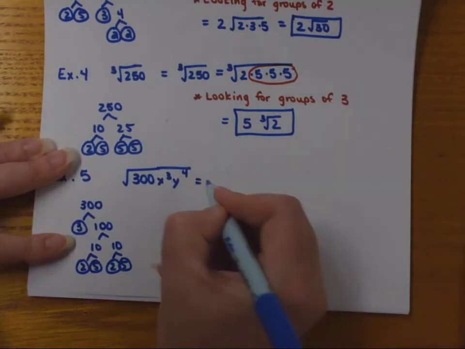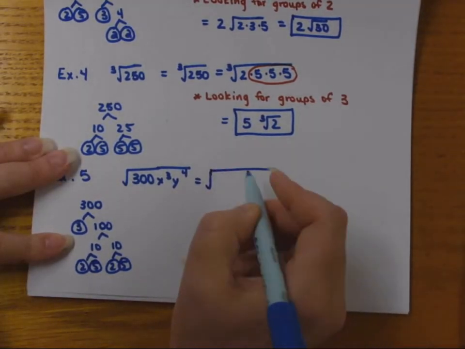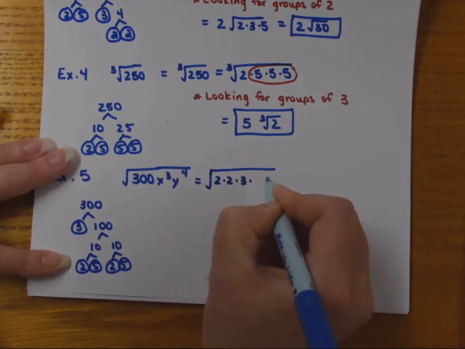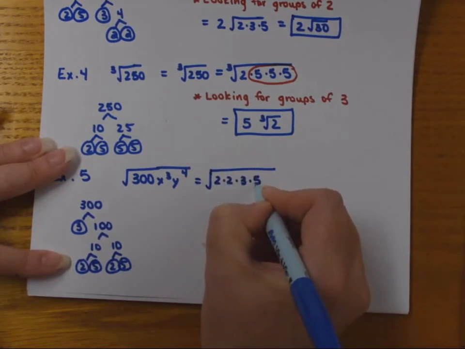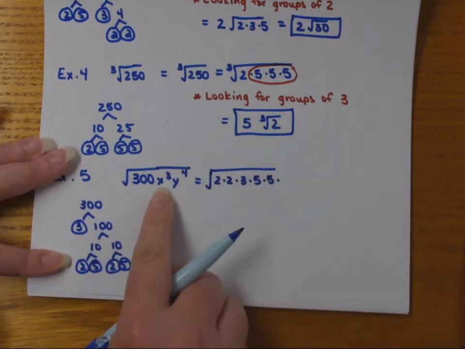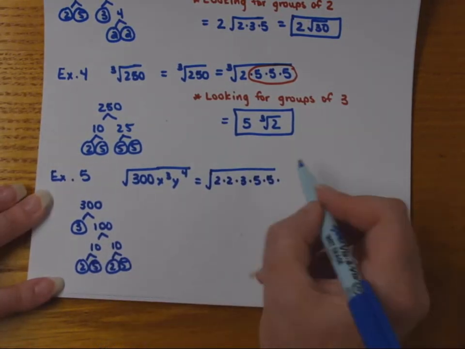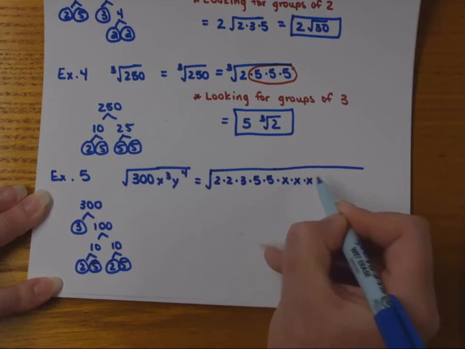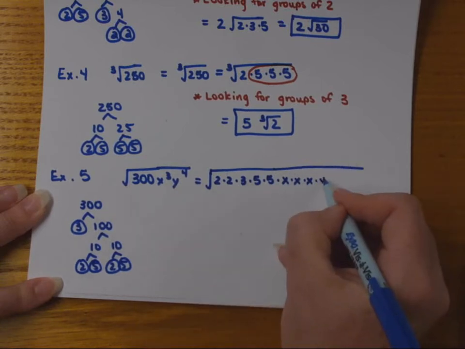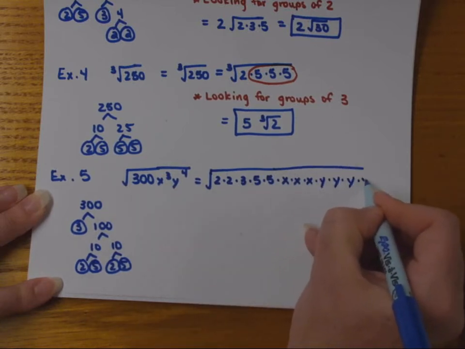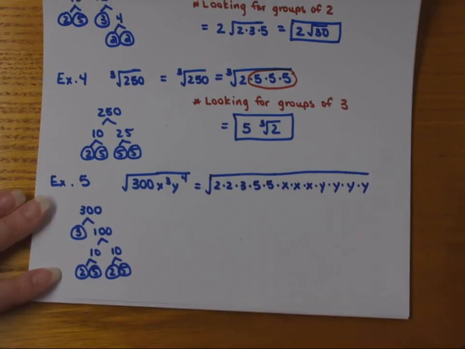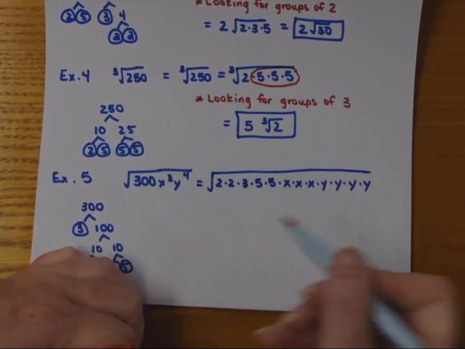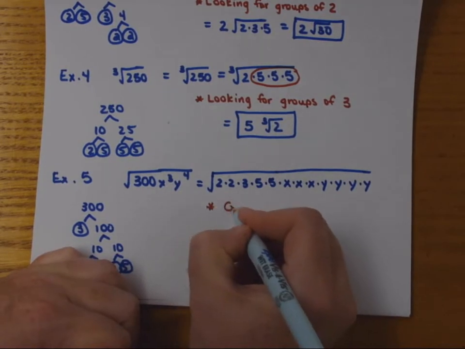Okay? But here's what I've got. And this is going to seem a little tedious, but I promise there's a purpose. So I have 2 2s, a 3, and 2 5s, it looks like. Okay? But now I have these x's, right? So x cubed means I have x times itself 3 times. Y to the 4th means I have y times itself 4 times. Okay? And now, no different than what I did before, I'm looking for groups of 2.